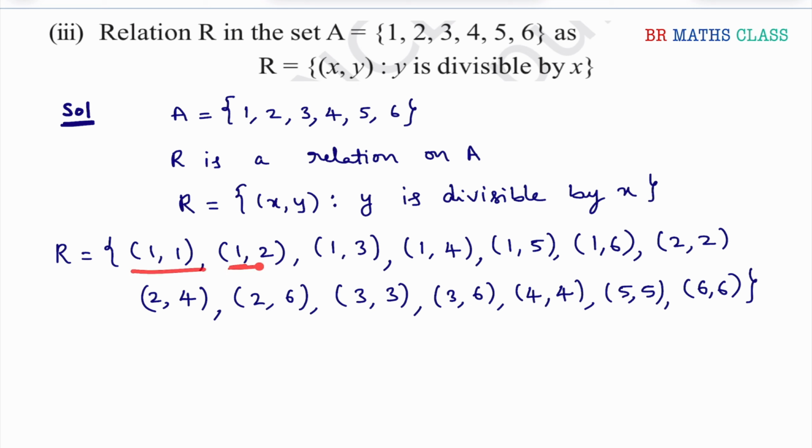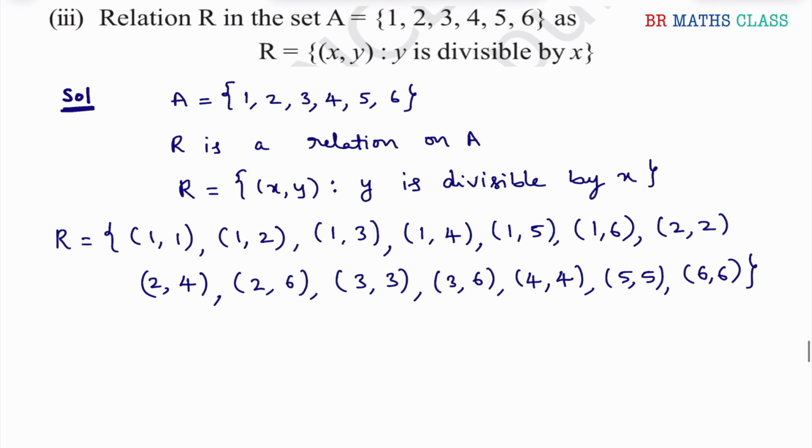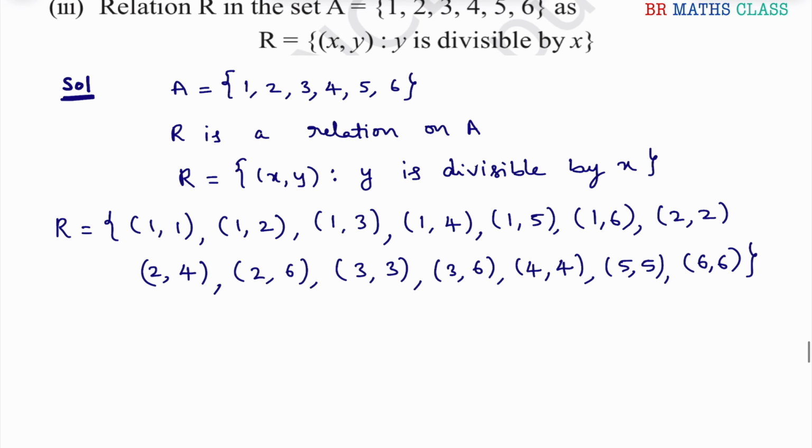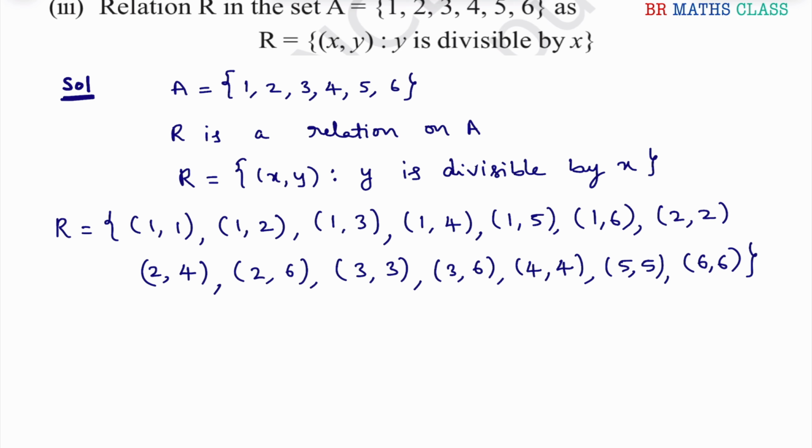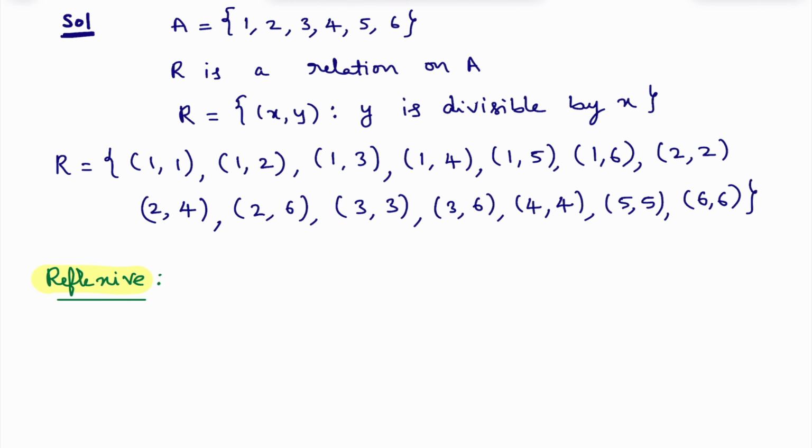It is not compulsory to write these elements because this is a bigger set. If you write it, you can easily check. Okay. Now I need to check whether this relation is reflexive, symmetric, or transitive. All those things I need to check. Reflexive: how to check reflexive? What is the definition of reflexive? For every x in set A, is the ordered pair x comma x there in the relation or not? That we will check.